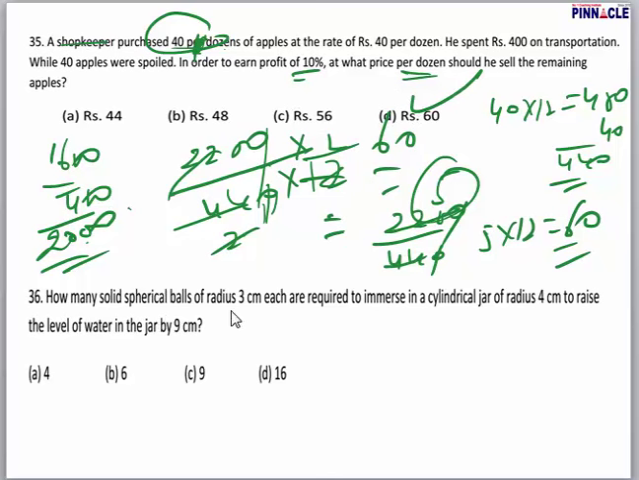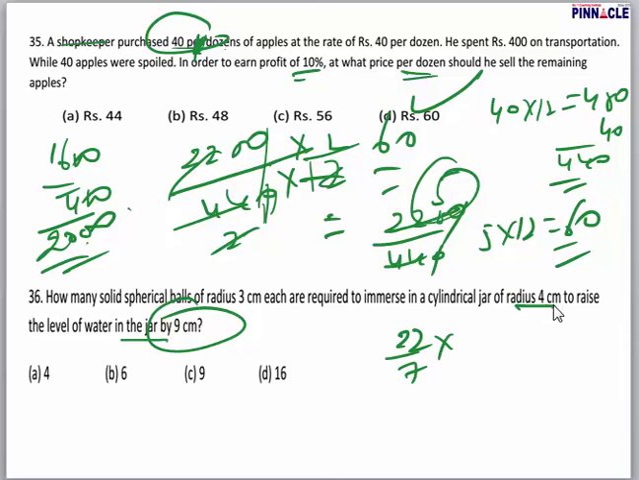How many solid spherical balls of radius 3 cm each are required to immerse in a cylindrical jar of radius 4 cm to raise the level of water in the jar by 9 cm? Now the volume of cylinder is pi r squared h, with r as 4 into 4, divided by the volume of one sphere, and we will get the number of spheres.